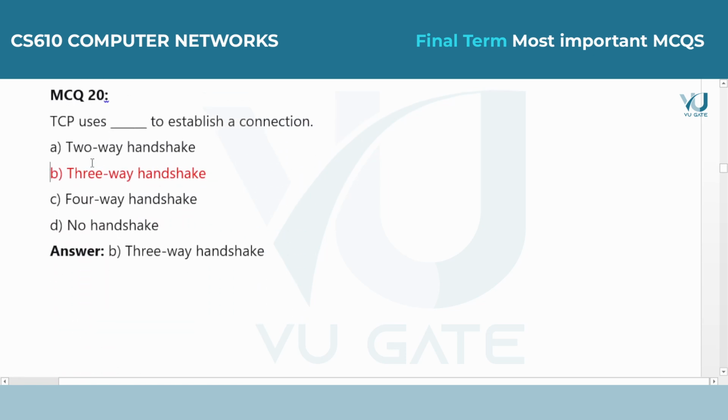Answer: B, three-way handshake. Concept: the process involves three steps: SYN, SYN-ACK, and ACK, to ensure both sides are ready for a reliable data exchange.